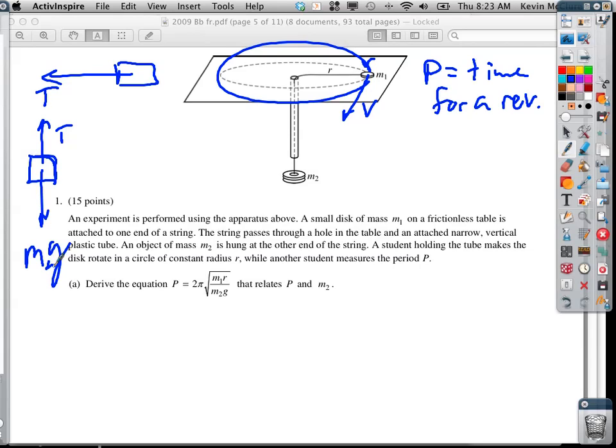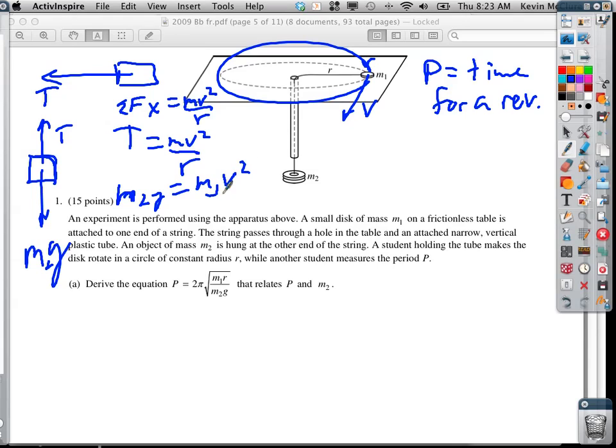Okay? So now we just say, what is the only force acting on this? The sum of the forces on this puck in the x is mv squared over r. So that means T equals mv squared over r. Over here, T is mg, so we get m2g equals m1v squared over r. So that allows us to say the velocity of that puck, v, is the square root of m2gr over m1.